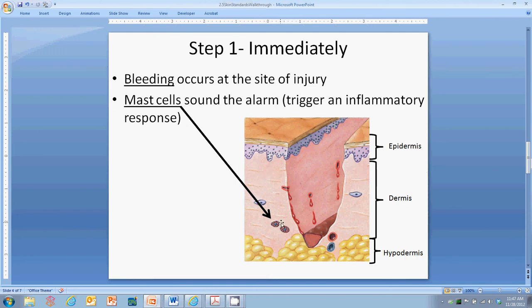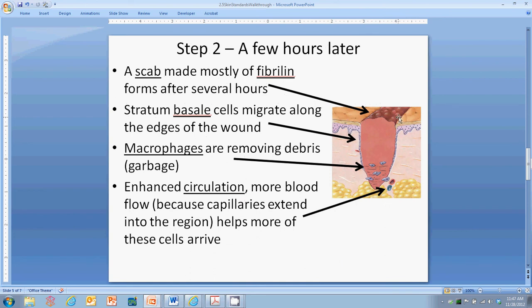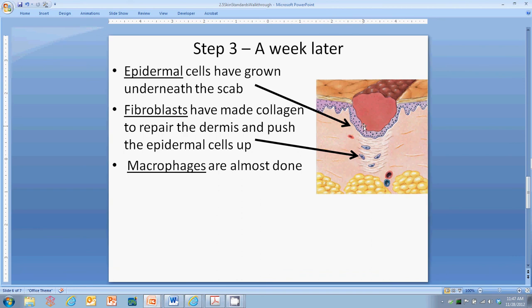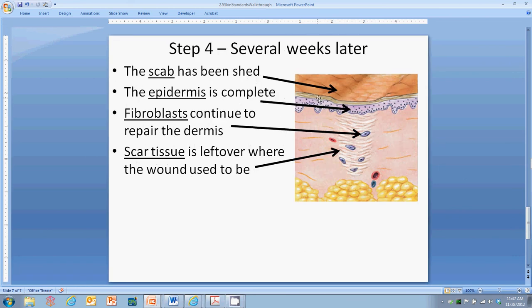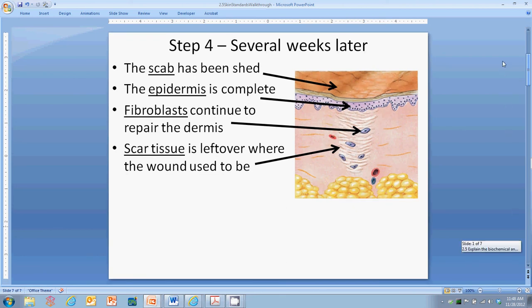We bleed, we sound the alarm, we get a scab, cells migrate, macrophages eat things, circulation, cells are growing underneath, fibroblasts are repairing the area, macrophages are almost done, scab's gone, epidermis is complete, fibroblasts are making more collagen still, repairing the dermis, scar tissue is left over. And that is the end.